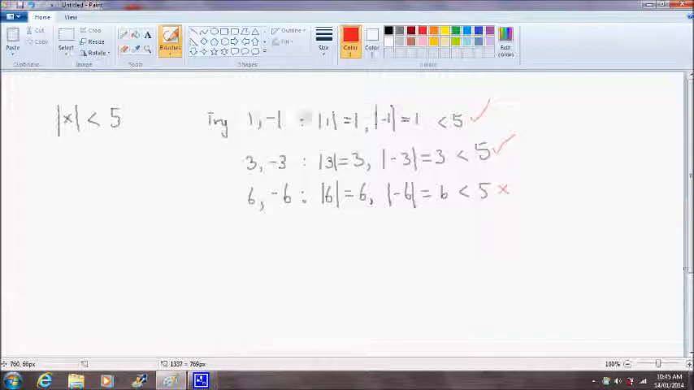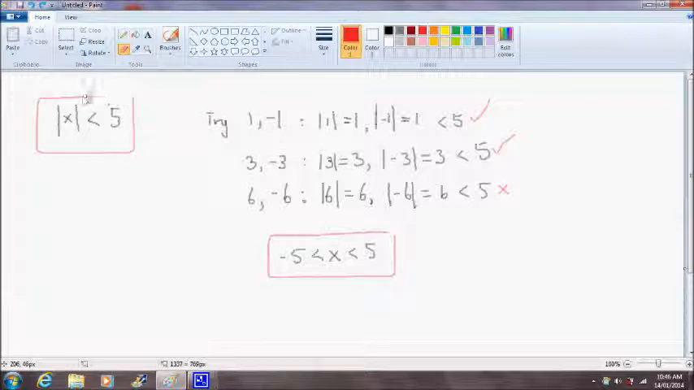So what we can see from this pattern is that the values of x must lie between 5 and -5 for this expression to be satisfied. Let's see what happens if we now change the direction of the inequality.